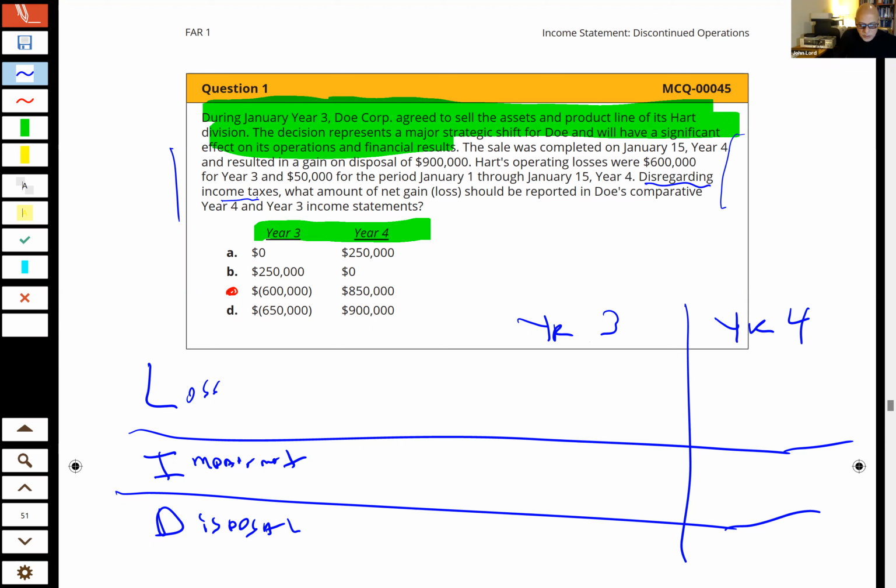So I can just take these amounts as they're reported to me in the question, as they're given to me in the question. So the sale was completed on January 15th, year 4, and resulted in a gain of 900,000. When do I take that? In year 3 or year 4? In year 4. I take it in the period in which it occurred. I had a disposal gain of 900,000. That goes in year 4.